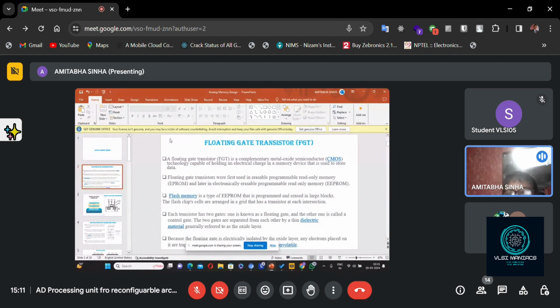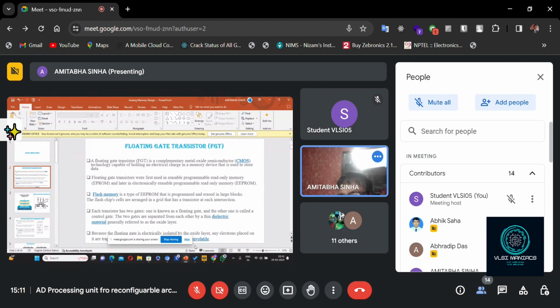Now we'll see how the floating gates are employed for storing the data for a long time. Now, what is a floating gate? A floating gate transistor is a complementary metal oxide semiconductor. Okay, I can skip that.